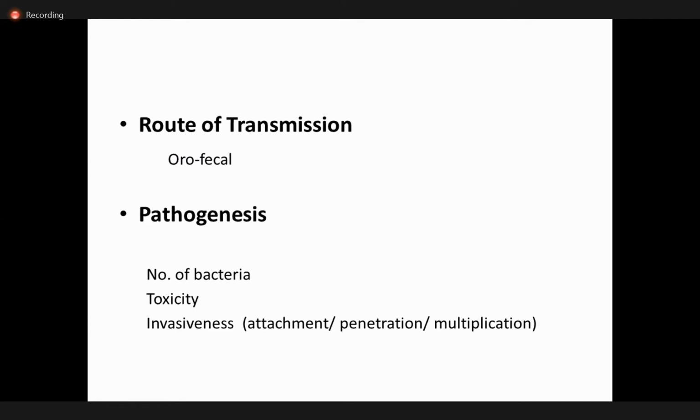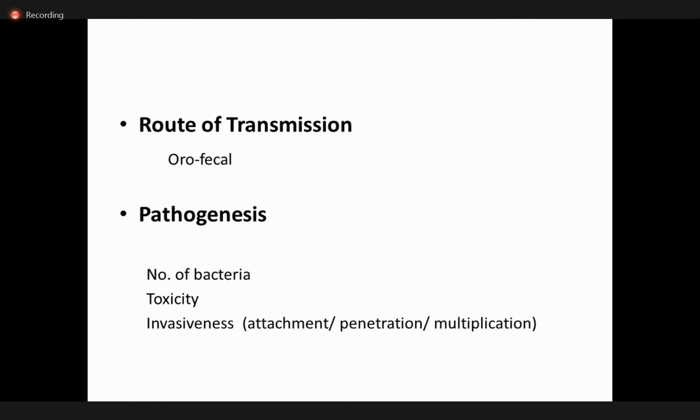Toxicity again depends on the number of bacteria. If the number of bacteria is high and they are in the dividing phase and releasing their toxins, the toxicity level would be higher.